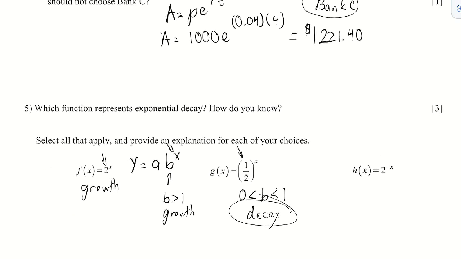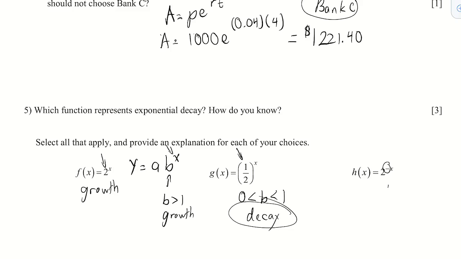Now the last one, notice how it has a negative exponent, so I would actually write this as 1 over 2 to the x power, right? Because it flips that base to its reciprocal. Since the b value now is 1/2, this is also going to be decay. And in fact, these two equations are going to be the same.